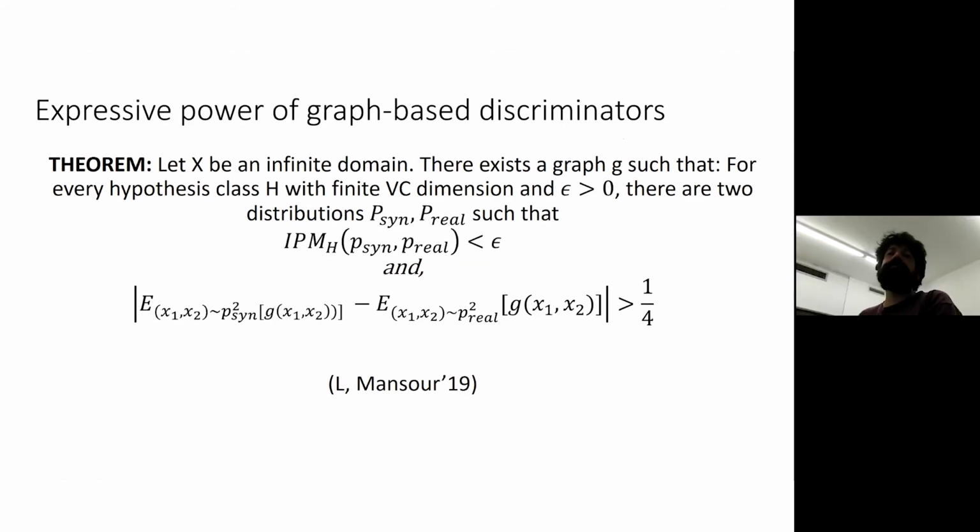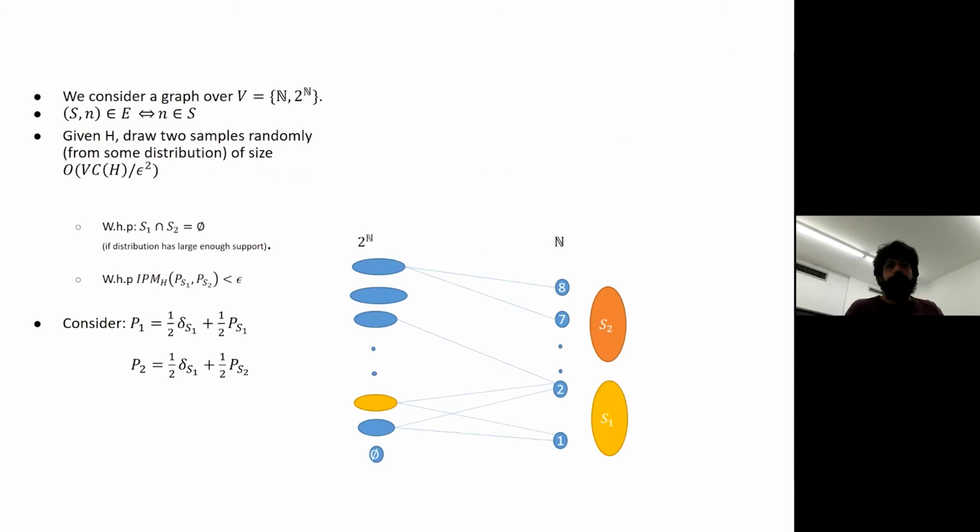Yeah, it's not even an IPM distance. It's a very, very naive IPM distance. It's a single graph. Single test, okay. Okay, so here's the proof. It's not that complicated.